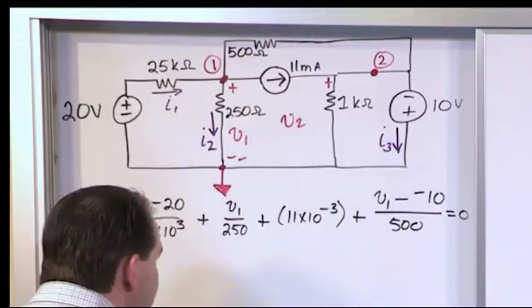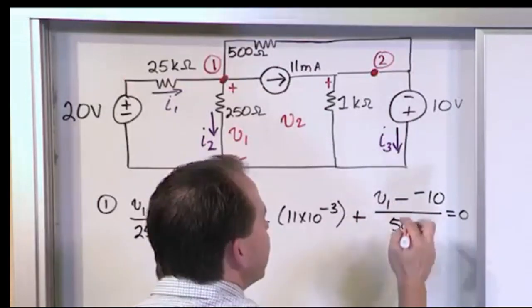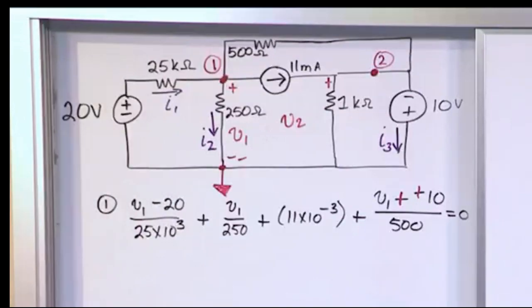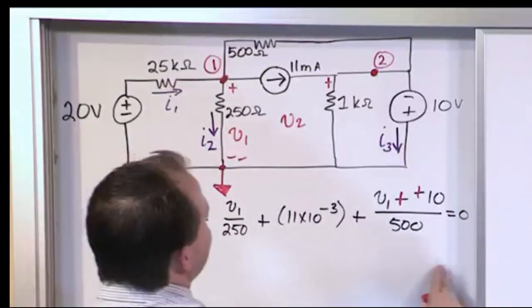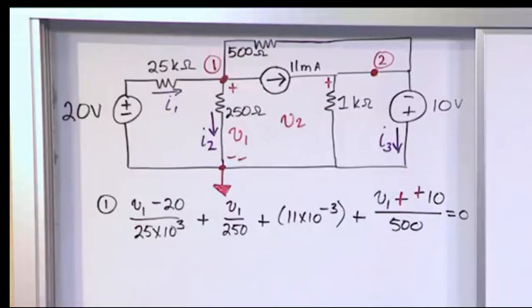Now, just to keep the board clean, this is V1 minus a negative 10, right? I'm going to go ahead and put plus here, so really it's going to be V1 plus 10, but I don't want to write this again one more time just to tell you that. So I'm just going to put it like that. So this is the node voltage equation for node number 1.